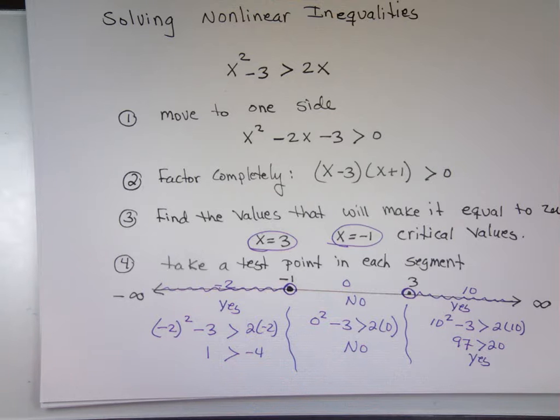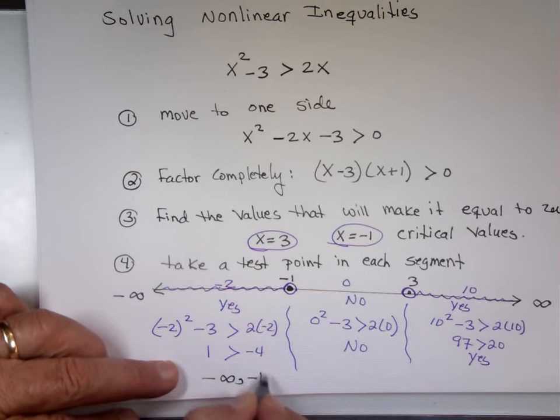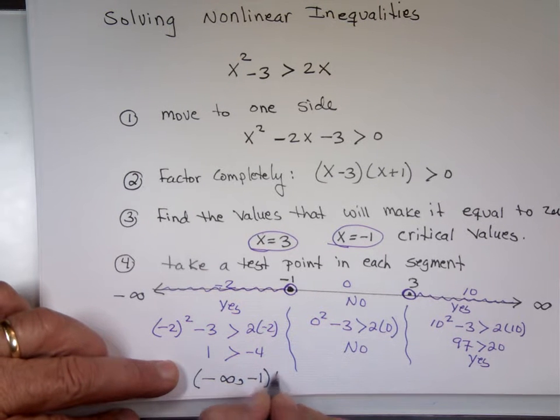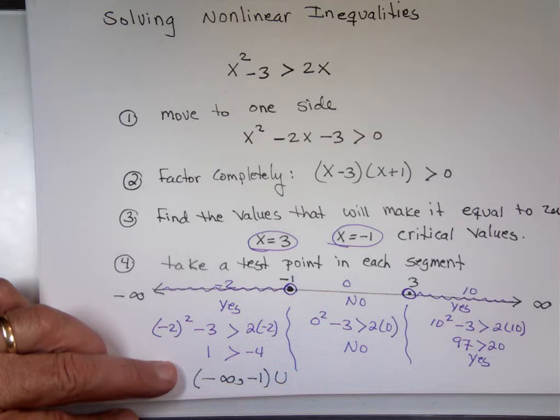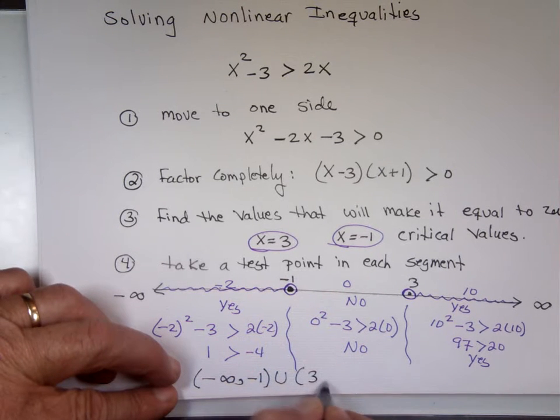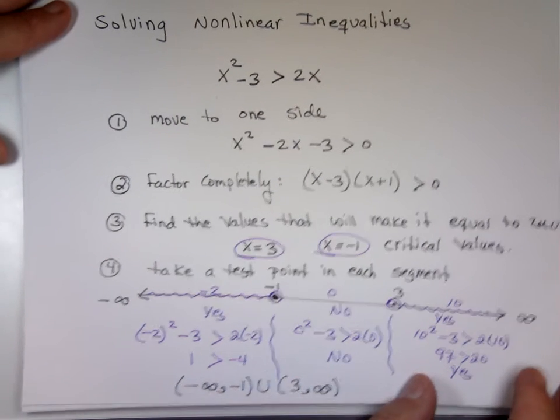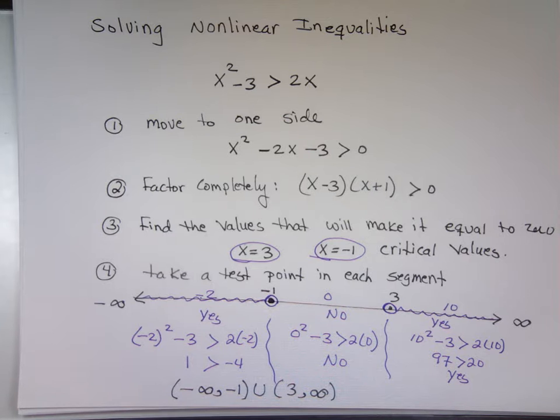So I found the two pieces. From negative infinity to where? To negative 1, not included. Union, add to it. From where to where? 3 to infinity. And that is the process I'm going to use every single time.